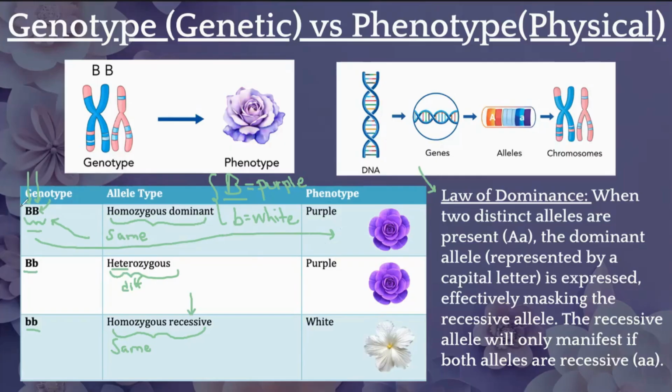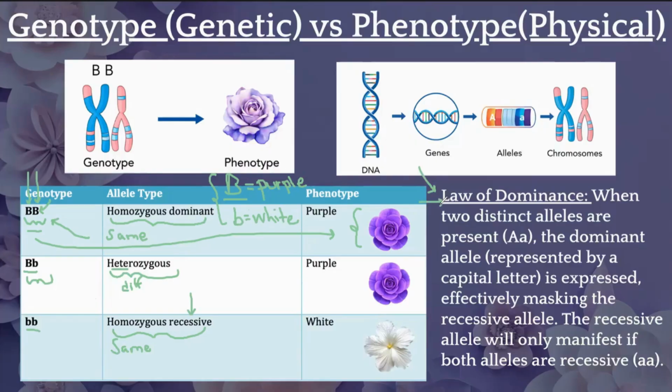They're dominant because they're both capital letters, and so both are presented as purple. Therefore, physically, you attain purple. Now, what happens if they're heterozygous, meaning one big B and one little b? Remember, big B means purple and little b means white. So what do you think occurs here if they're heterozygous?